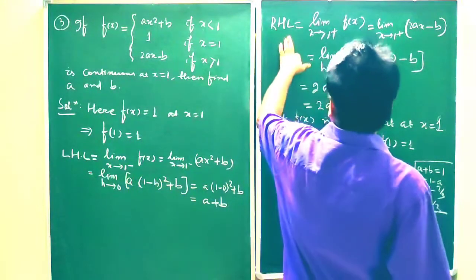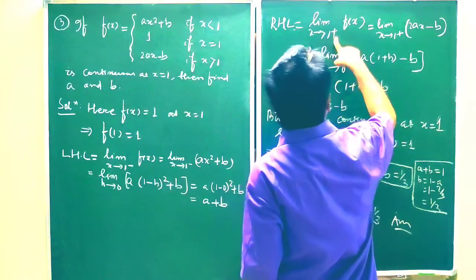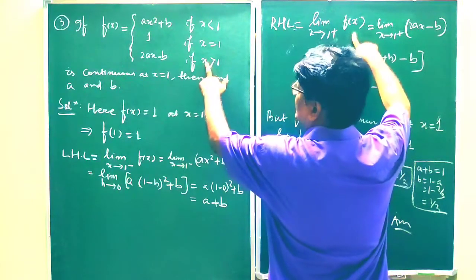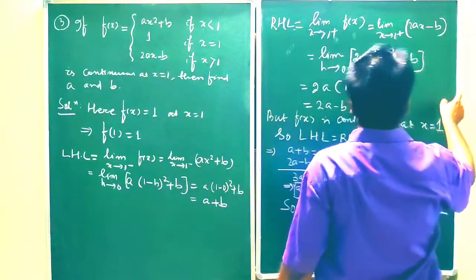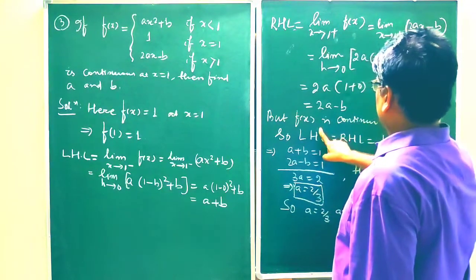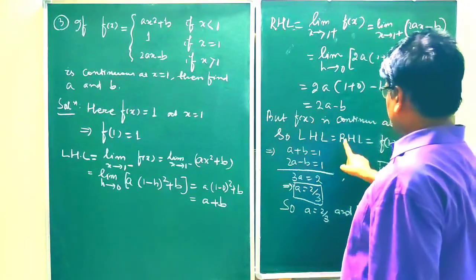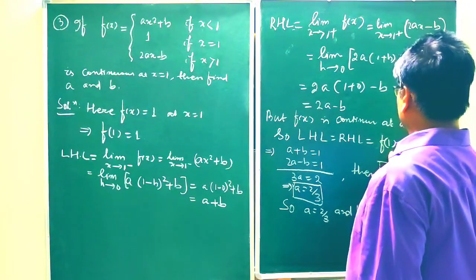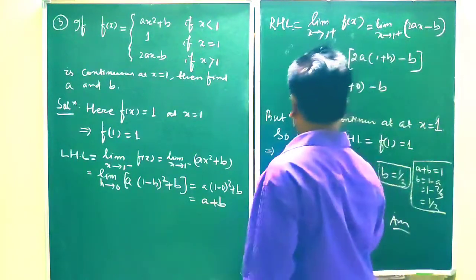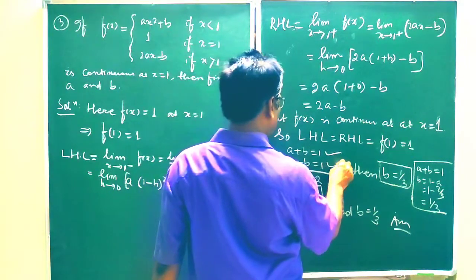Now the right hand limit is equal to the limit as x tends to 1 plus of f of x. So when x is greater than 1, f of x is equal to 2x minus b, and the limit is 2a minus b. But f of x is continuous at x is equal to 1. So left hand limit is equal to right hand limit is equal to function value is equal to 1. So the left hand limit a plus b is equal to 1, and the right hand limit 2a minus b is equal to 1.